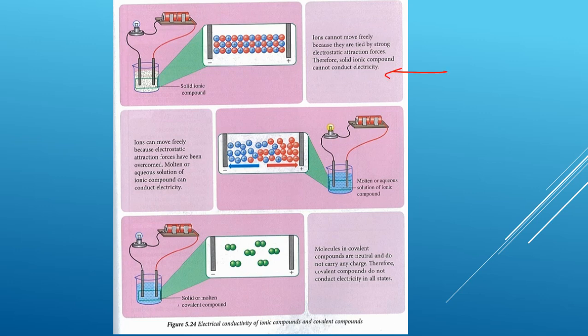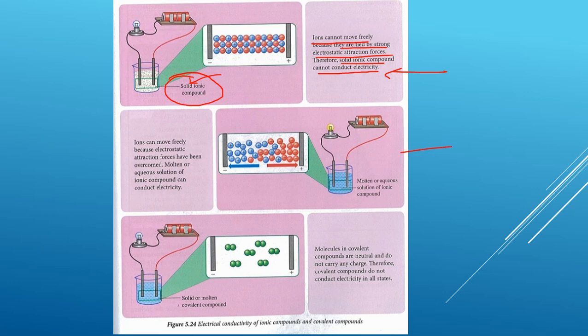So this one, the first one, is a solid ionic compound. This is an ionic compound but solid. In a solid ionic compound, the ions cannot move freely, because they are tied by strong electrostatic attraction forces. Of course an ionic compound contains ions, but in the solid state, the ions cannot move freely. So a solid ionic compound cannot conduct electricity.